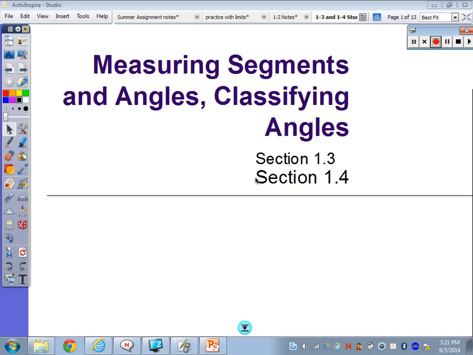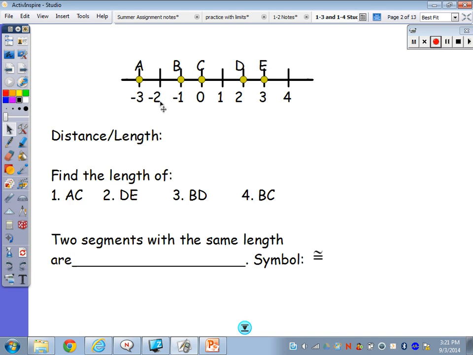Okay, so today we're going to do sections 1.3 and 1.4, and you're going to learn about measuring segments and angles and classifying angles. The first thing we're going to learn about is distance or length, and they pretty much mean the same thing. It's how far apart two points are from each other.